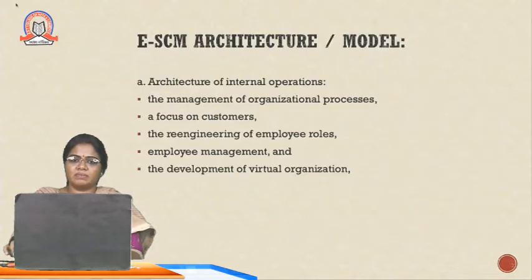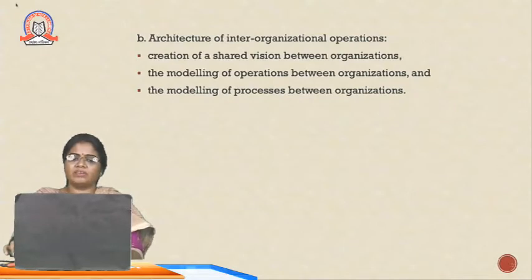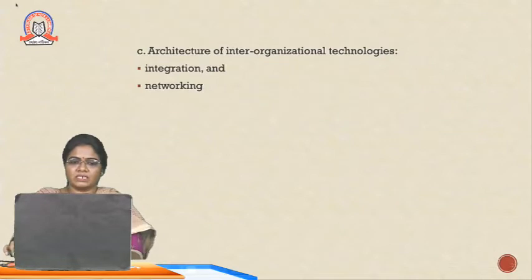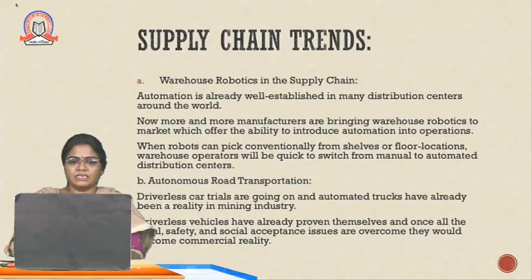So ESCM architecture has internal operations like the management of organizational processes, a focus on customers, the re-engineering of employees' roles, employee management, and the development of virtual organization. Architecture of inter-organizational operations are creation of a shared vision between organizations, the modeling of operation between organizations, and the modeling of processes between organizations. Architecture of inter-organizational techniques are integration and network.